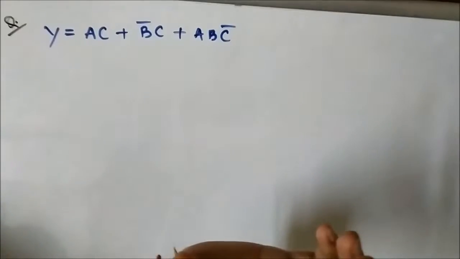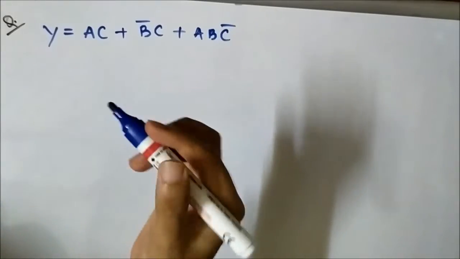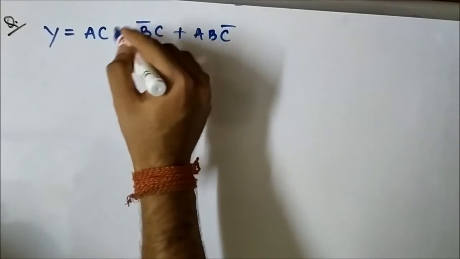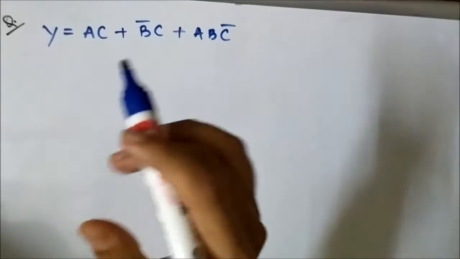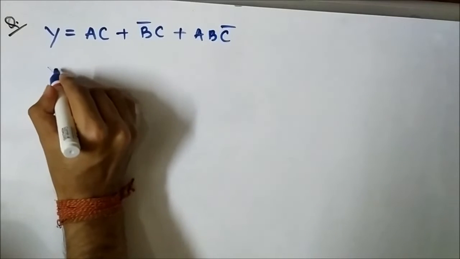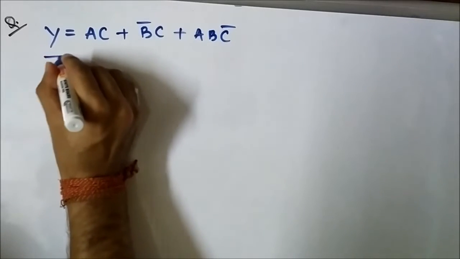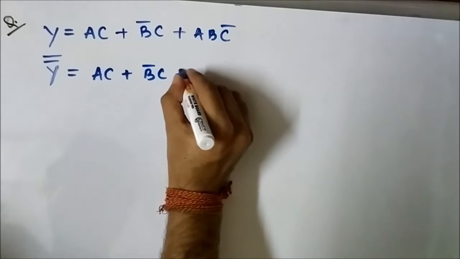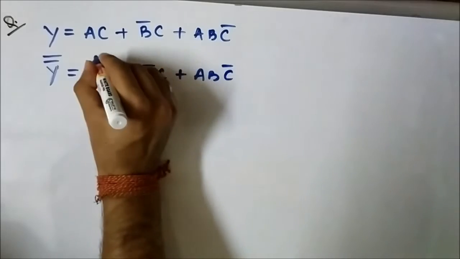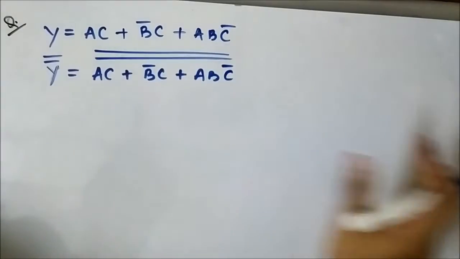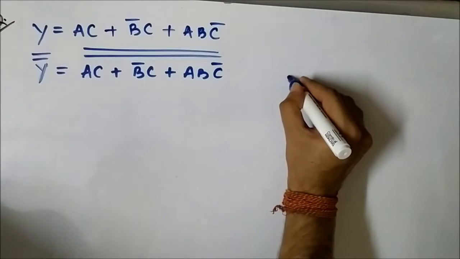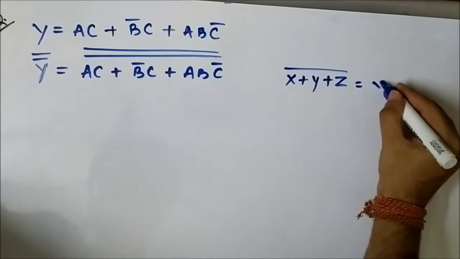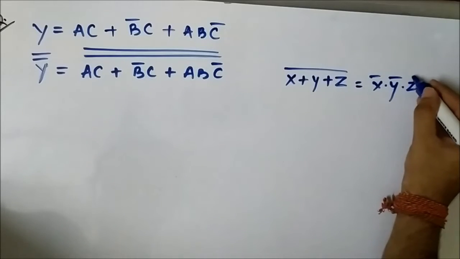So again, the standard procedure while designing logic circuits using NAND gates is that we have to convert this whole Boolean expression into AND form, which means we have to modify these OR symbols, the plus signs, and convert it into AND form. So we'll double complement this Boolean expression, which means AC plus B complement C plus ABC complement, double complement. Now we will use De Morgan's theorem, which is X plus Y plus Z whole complement gives us X complement and Y complement and Z complement.